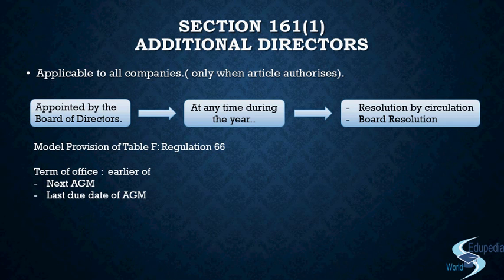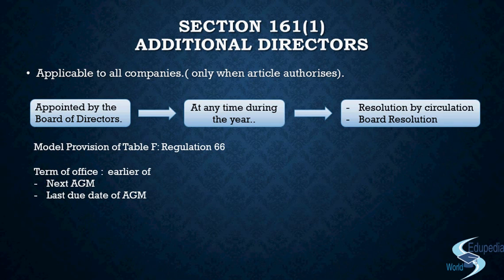Again, his tenure would end at the upcoming AGM, right? But if the AGM is not held on the due date, then that additional director would have to vacate the office on the last date on which the AGM is due to be held. So that would be the time when he will have to vacate his office. And he is not a resigning director. Please keep that in mind. He is not going to get the benefit of resignation. He has to vacate the office.